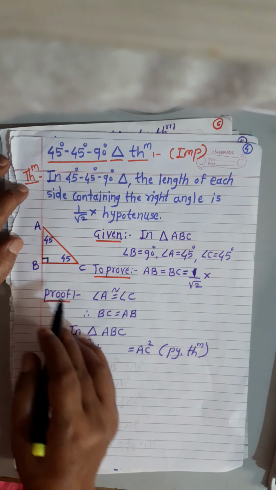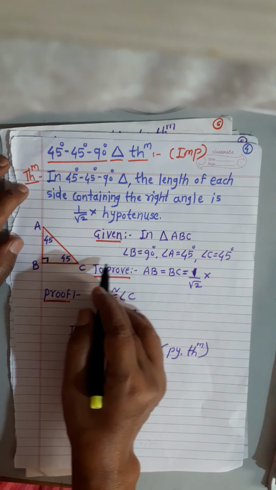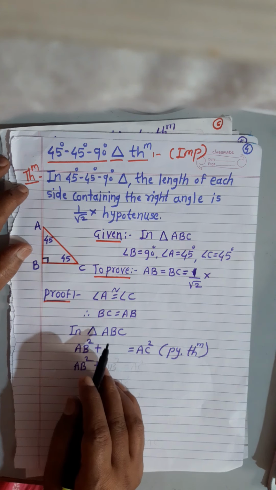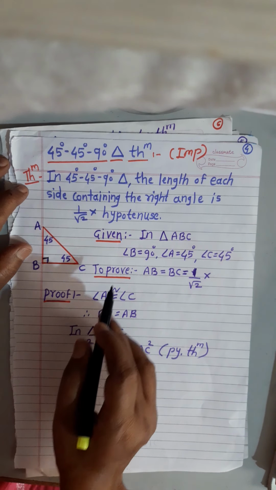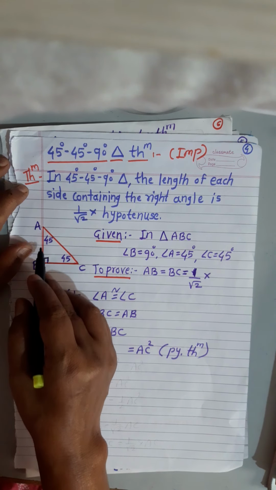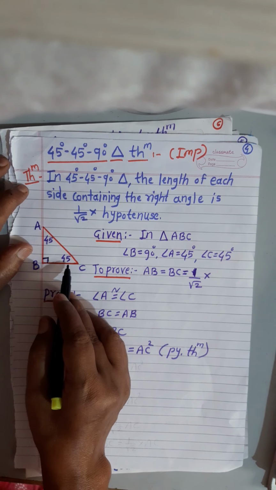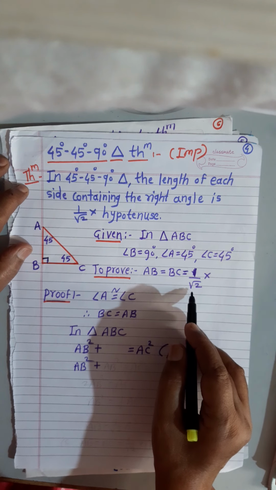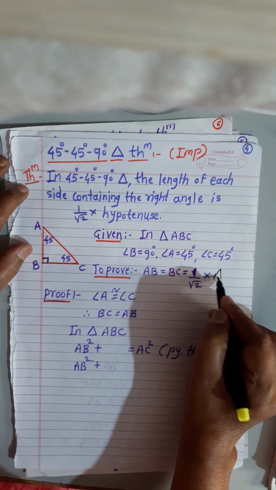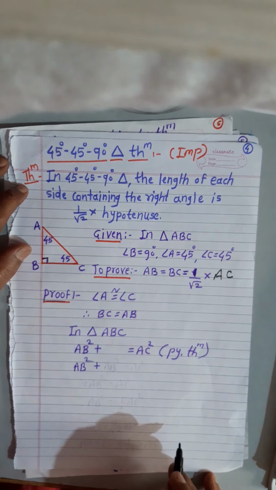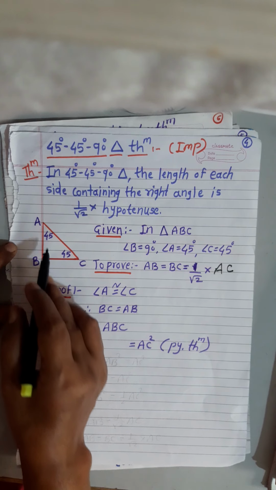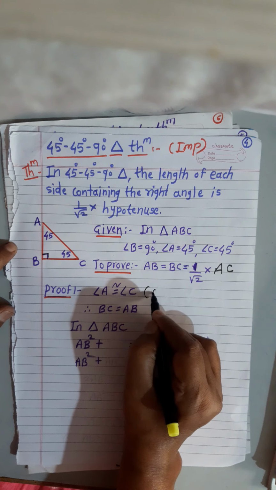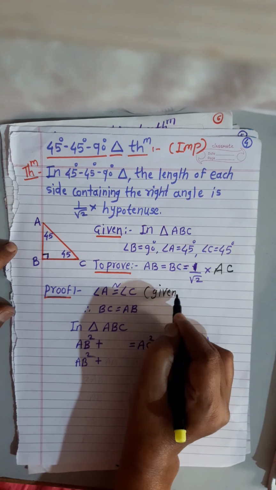Then what is the given part? See the figure. In triangle ABC, angle B is 90, angle A is 45, angle C is 45. What we have to prove? That the length of each side containing the right angle, that means side AB and side BC, AB equal to BC equal to 1 upon root 2 into the hypotenuse, that is AC. Now here angle C is congruent to angle A. Why? It is given. Each angle is of 45 degrees.